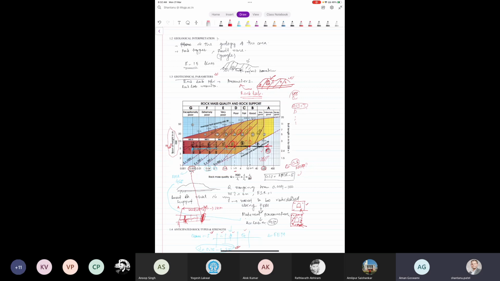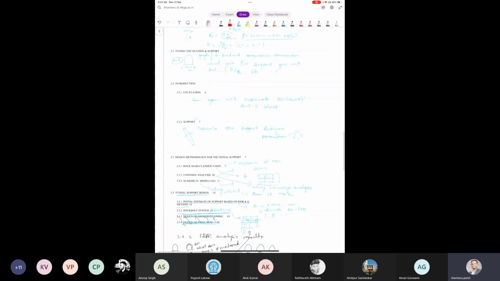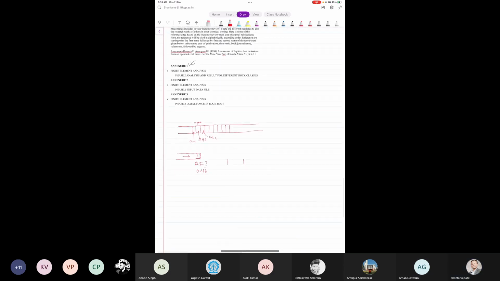How do we find the corresponding RMR value for the given value of Q? Just a second. So this is class 4 rock, right? For class 4 rock, it is saying that we need some 12 centimeter thick shotcrete and rock bolt of spacing 1.3 meter. You can find out your rock bolt length, right? So everything you have. You found that for class 4 rock, this is the support system I need.